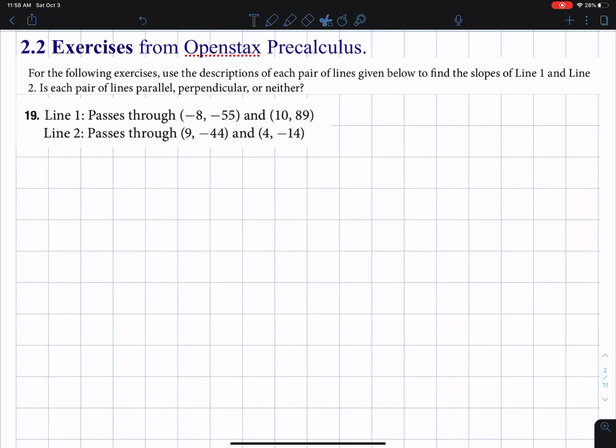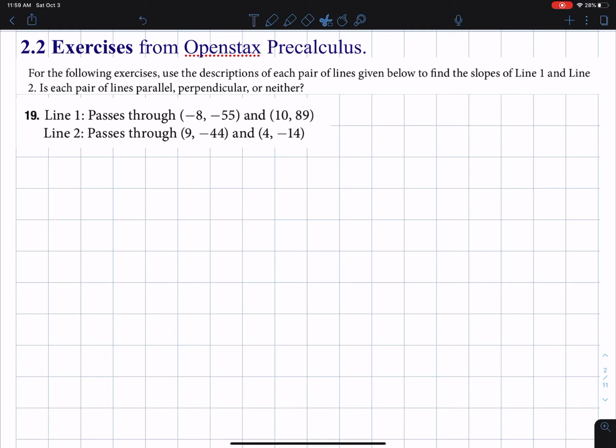This is a problem from section 2.2 from OpenStax Precalculus. It's number 19. What we're trying to do is determine the slopes of these two lines, L1 and L2, and then determine whether the lines are perpendicular or parallel or neither.